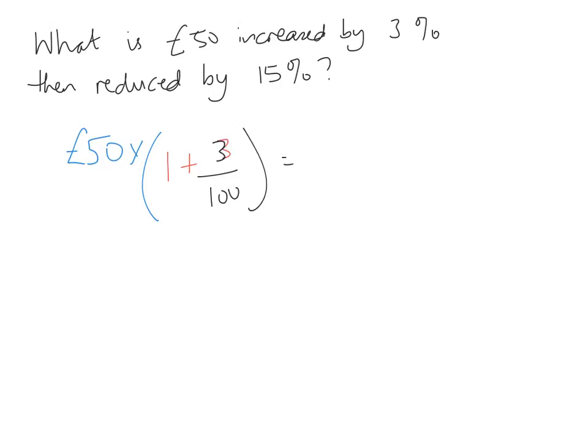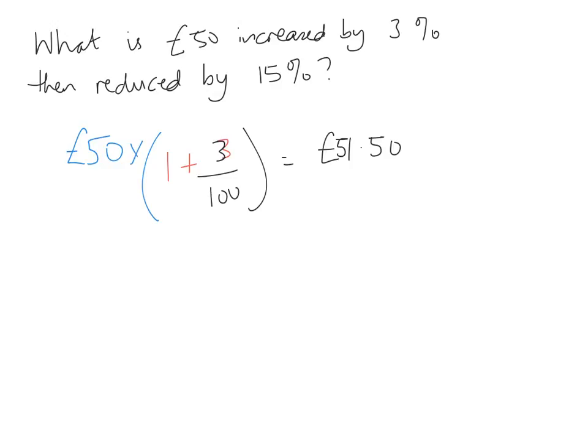Now, remembering from before, the reason I multiply by 1 plus 3 over 100 is because that's a 3% increase. The 1 plus has come from the increase, and the 3% gives me the 3 over 100. And that is £51 and 50 pence. The calculator gives it as 51.5, but because it's money we need those 2 digits after the decimal point.